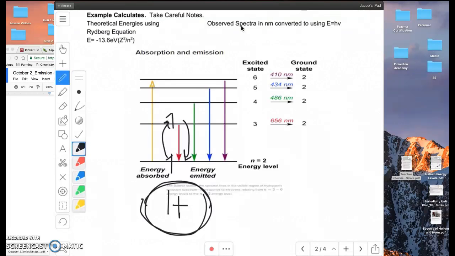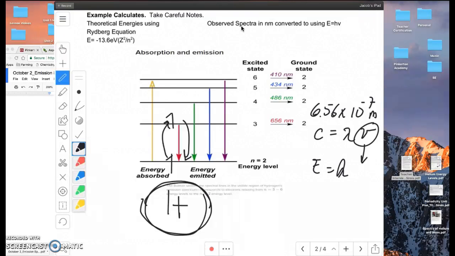So let's do the calculations. If I have an electron in n equals 2 in hydrogen, and I give it enough energy, it'll bounce up into n equals 3. When it falls back down, it emits this red light. What's the energy of that red light? We could do a series of calculations. This is 6.56 times 10 to the minus 7 meters, right? And then we could stick that into this equation: c, the speed of light, equals the wavelength times frequency. I could find the frequency, and then I could calculate the energy using E equals Planck's constant times the frequency. You could do that.